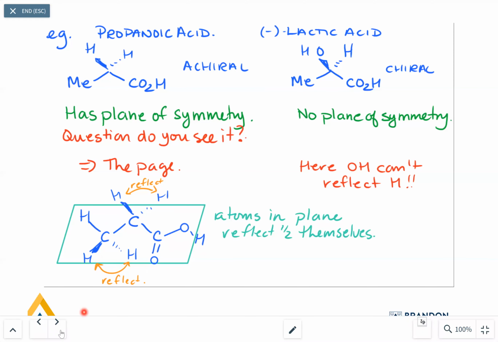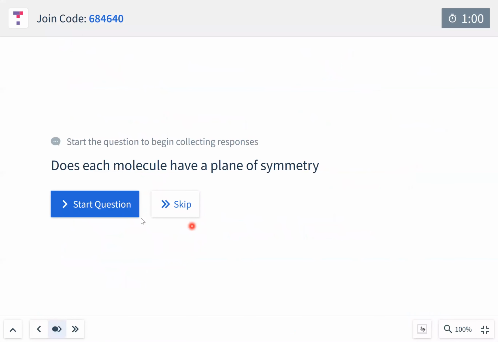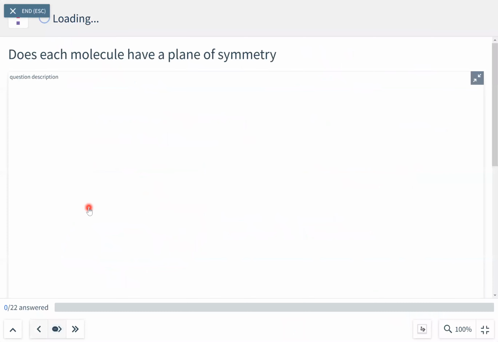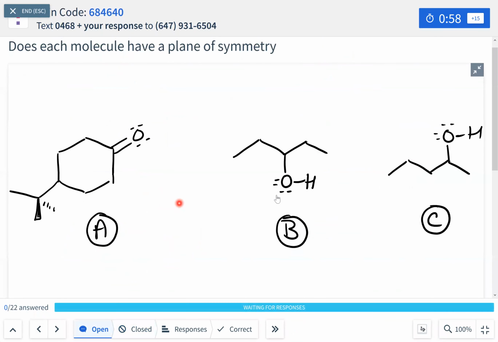Anyway, this is what I wanted to get to, our question. So I've got 3 molecules here. I'll actually add some extra time because this might take a little while. I'm just interested to see if you can tell me if these molecules would have a plane of symmetry or not.